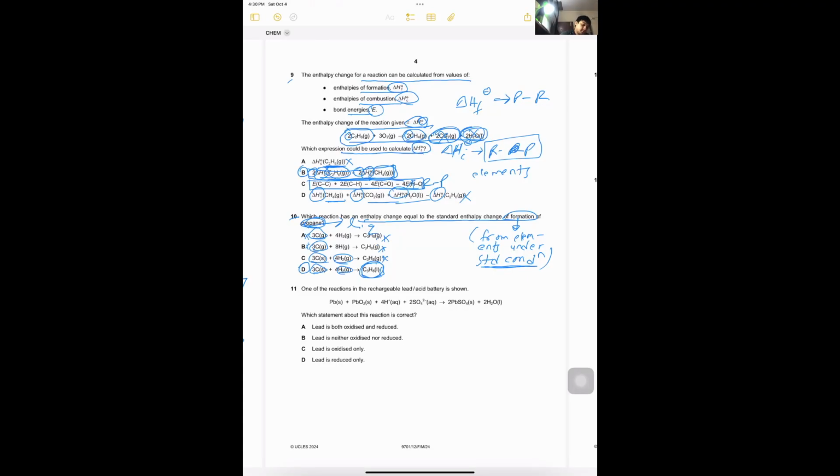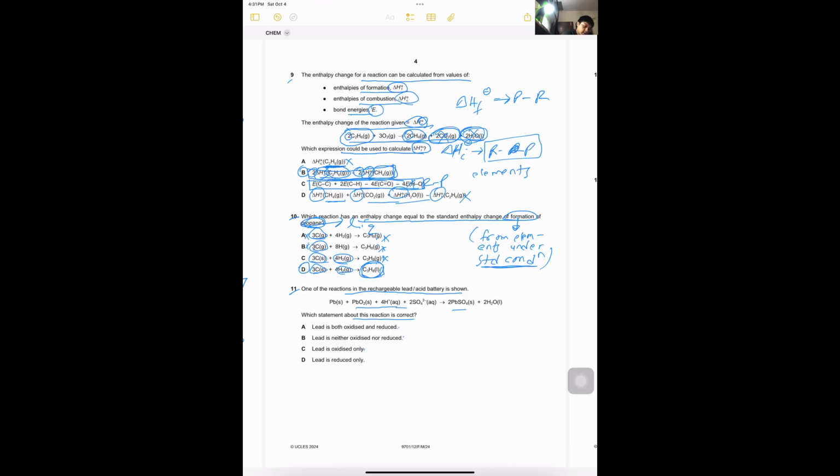Question number 11. One of the reactions in the rechargeable lead acid battery is shown. Which statement about this reaction is correct? So first we can calculate the oxidation numbers, and then we have to decide which statement is correct or wrong.